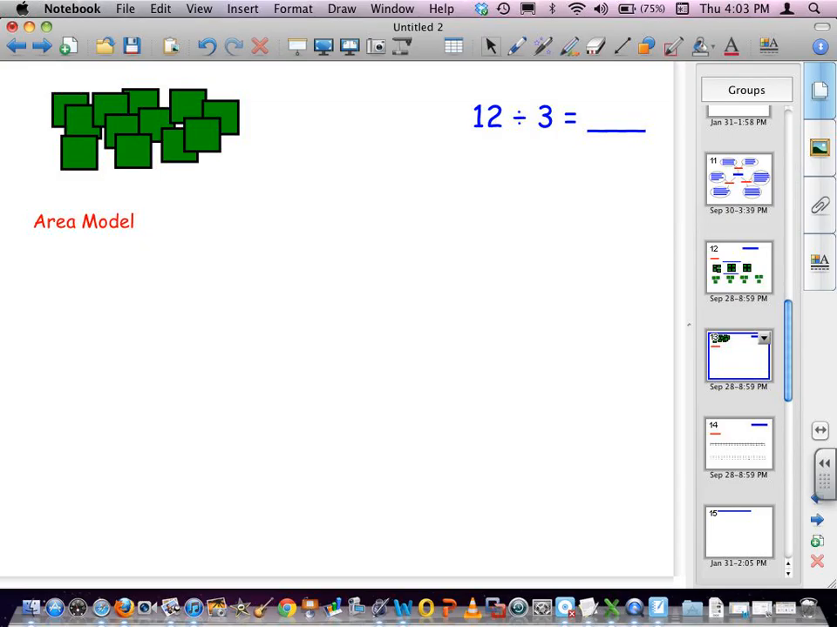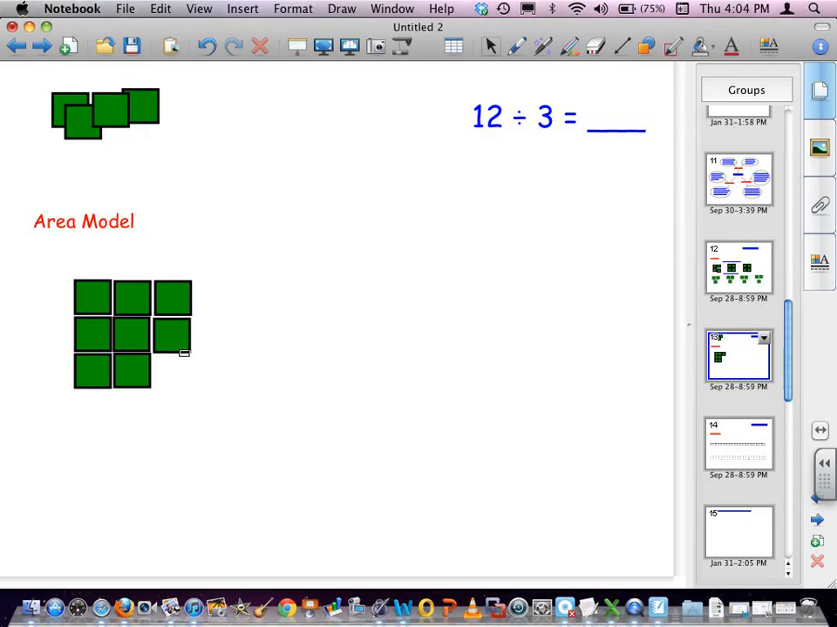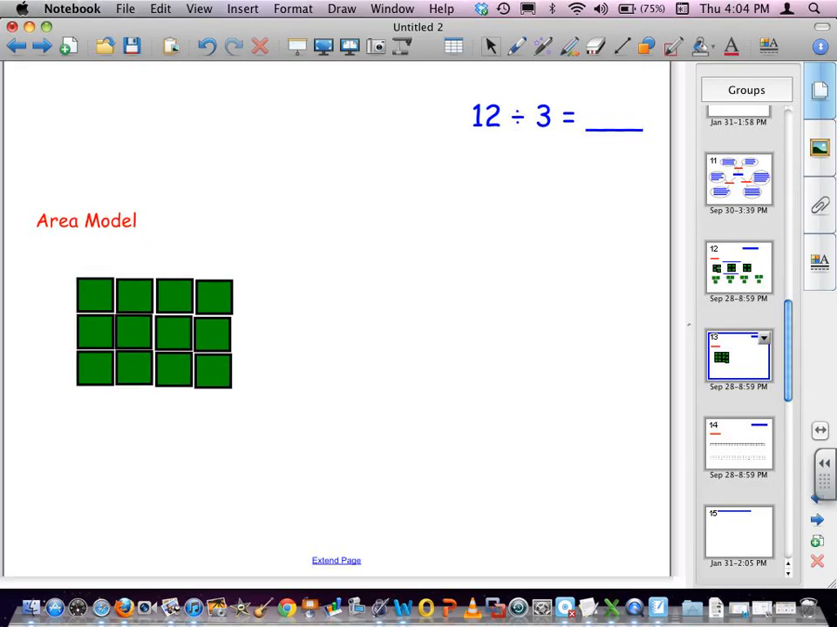If I wanted to do that with an area model, I might say, okay, take 12 and make it 3 rows high. How much would go in each row? So I'm fixing the height to be 3 and my area has to be 12. Okay, so how much is in each row? You see the other dimension is 4, right?